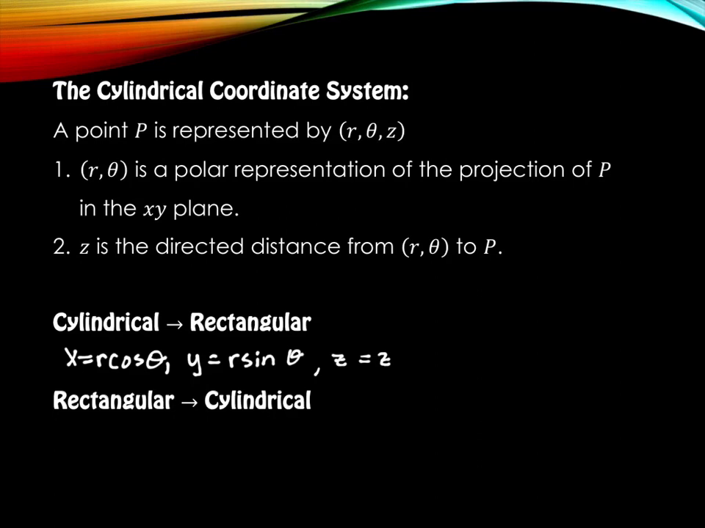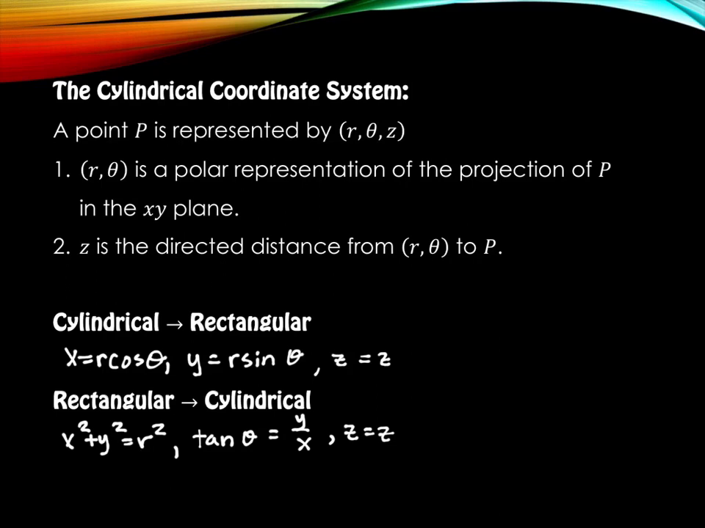Rectangular to cylindrical also is going to look familiar. x squared plus y squared is r squared. Tangent of theta equals y over x. That gets us our angle measure. And then z equals z.